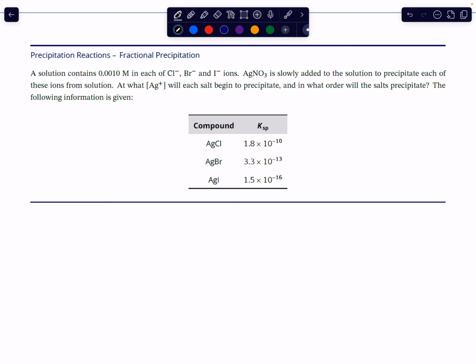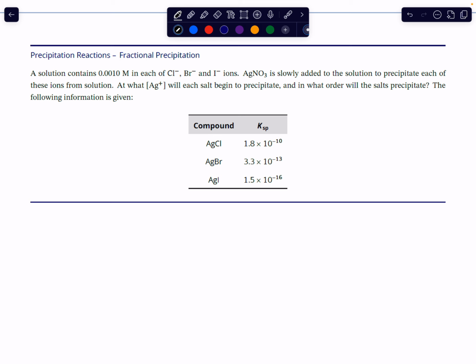So this example says a solution contains 0.001 molar in each of chlorine, bromine, and iodine. So meaning each of those halide ions has a concentration of 0.001 molar. And then it says we add silver nitrate to the solution to precipitate each of these ions from solution. So at what concentration of silver plus will each of the salts begin to precipitate, and in what order will the salts precipitate, given the following information?